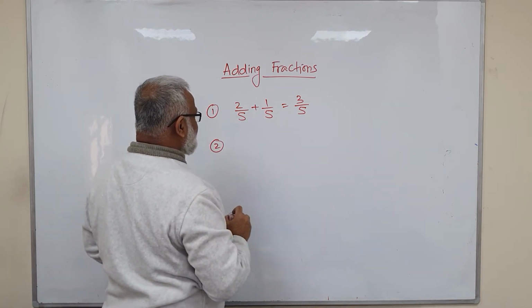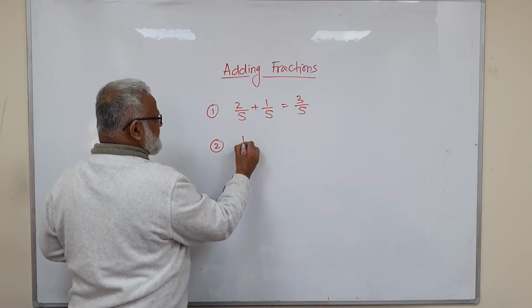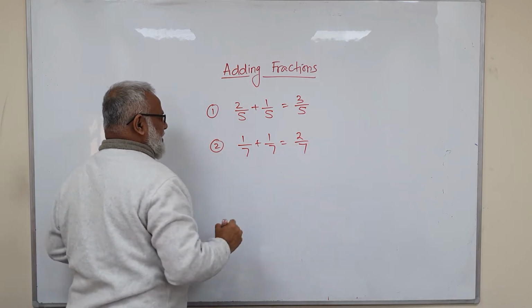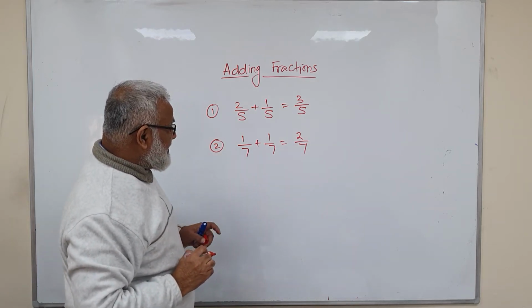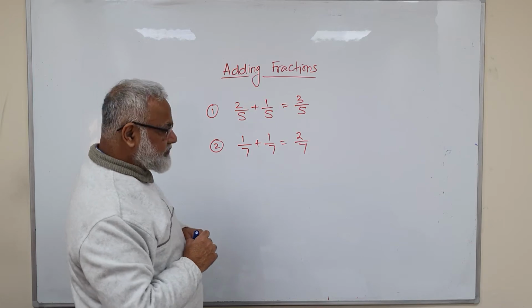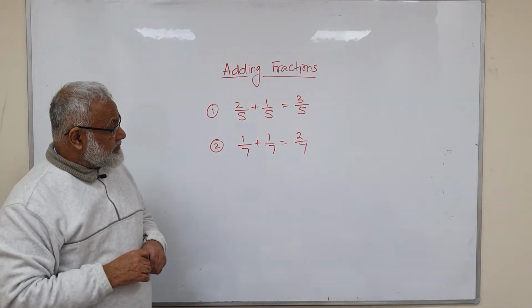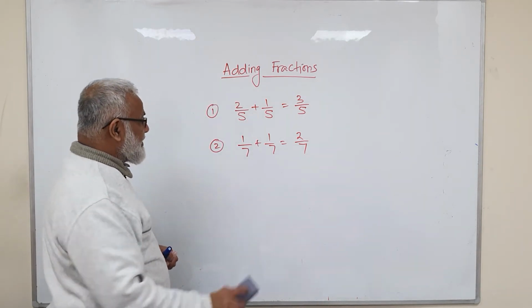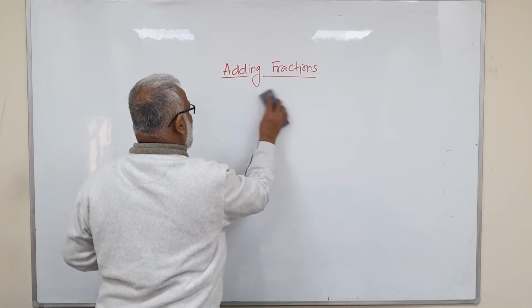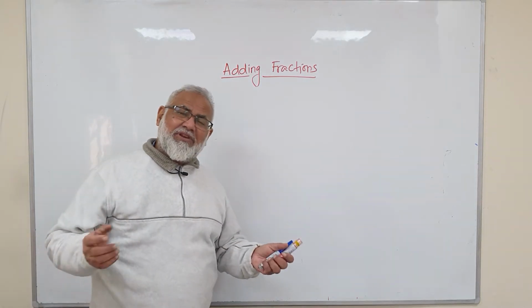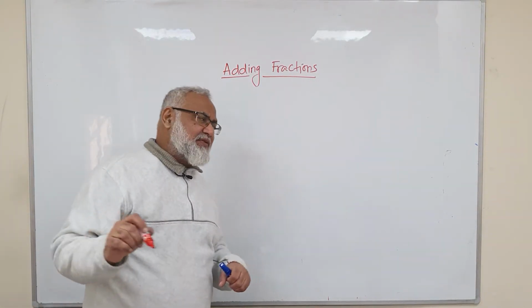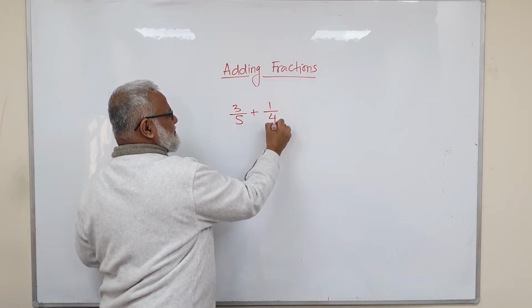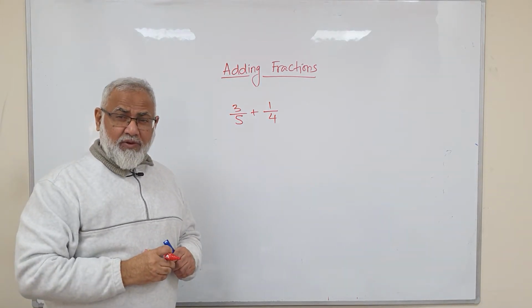Number two, you add the top number and leave the bottom number as it is. Next, if the denominators are the same, then what will you do? If the denominators are different, now the denominators are different. What will you do?